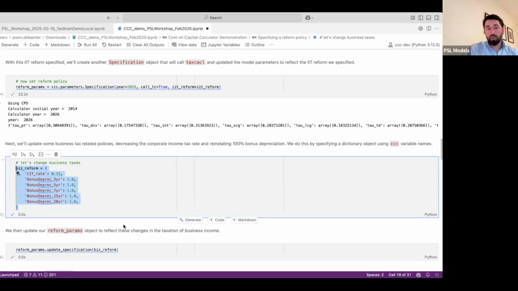So hopefully this is helpful to you as you think about how tax policy impacts investment incentives. Cost of capital calculator is one way to do that, and I think a relatively straightforward way to interact with it. We've got examples in the documentation, and links to citations where this has been used in policy briefs and academic research, where you can find further examples. It's a flexible interface to look at business tax incentives under current law or other baselines, and then compare that to proposed reforms.